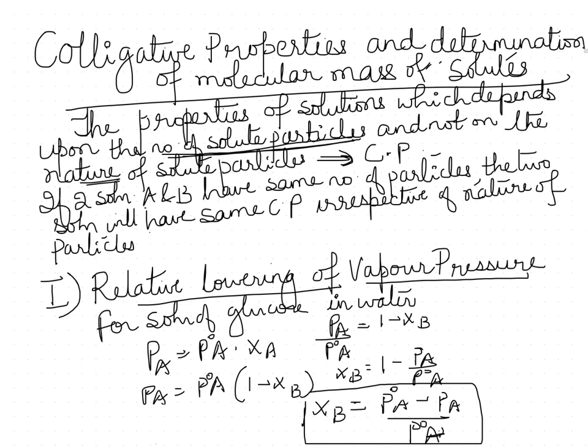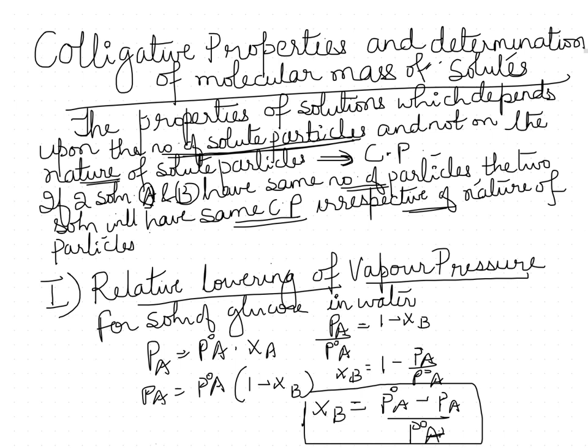If two solutions, not components, two solutions A and B have the same number of particles, the two solutions will have the same colligative property. The colligative properties of both the solutions A as well as B would be the same, irrespective of the nature of the particles, whether these particles are glucose particles or sodium chloride particles or sugar particles or any other particles for that matter. Is it clear?